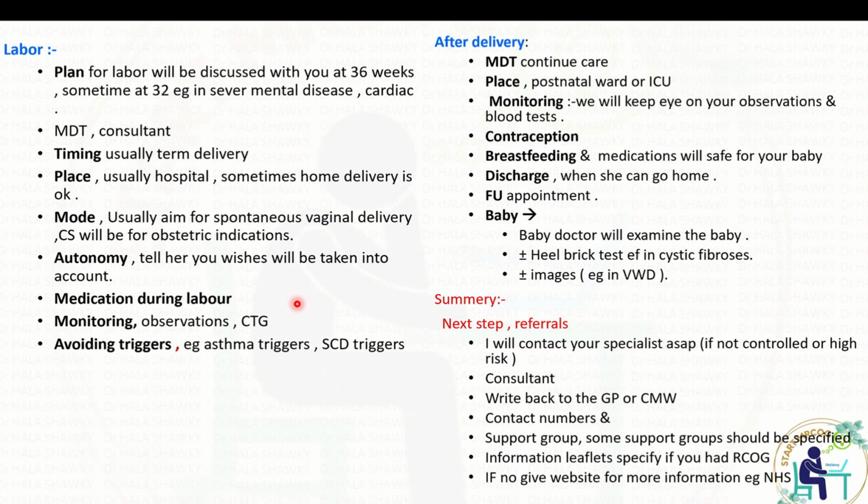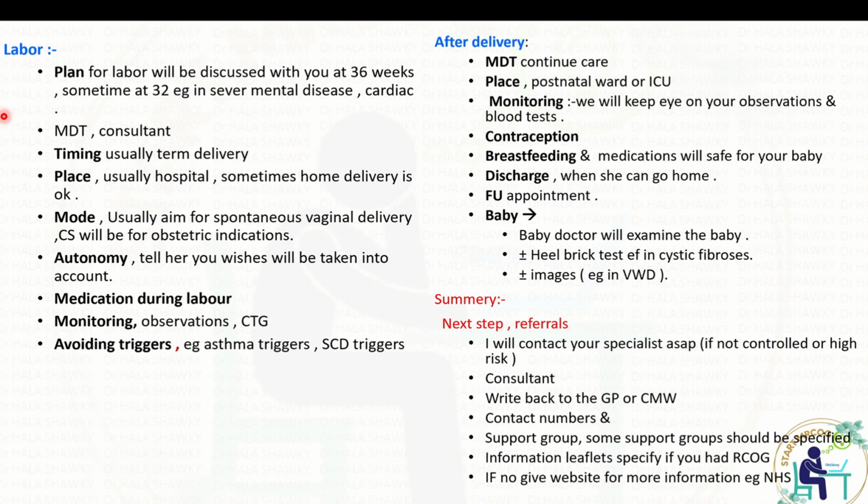And we have medications which can be taken and medications which should be avoided, like methergine and ergometrine. Any medication depends upon the system. For example, in bronchial asthma, some medications should be avoided because they can lead to bronchospasm. Monitoring, usually by maternal observation, and CTG is a must. In most of the stations, it will be a borderline point. And avoiding triggers of the condition, for example, in asthma triggers, or sickle cell triggers.